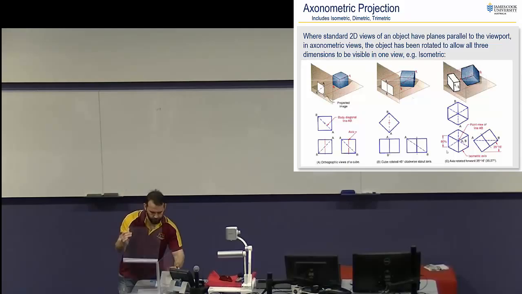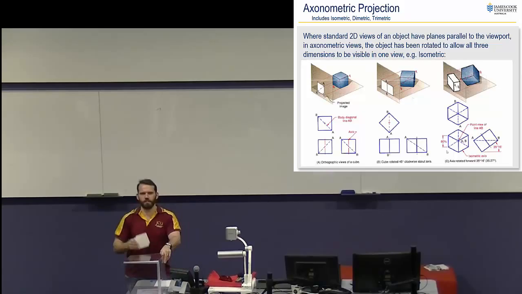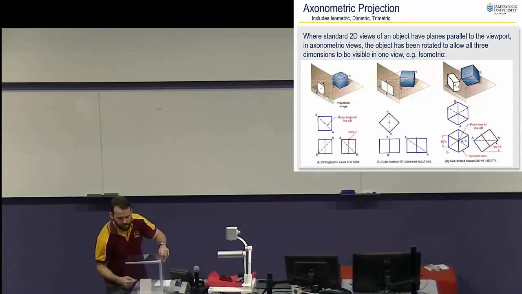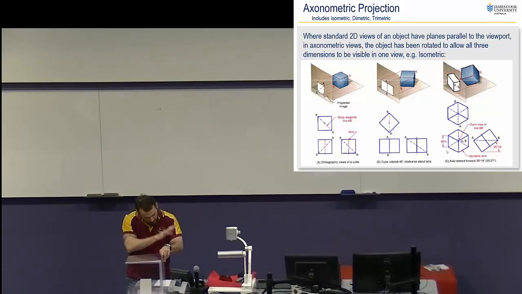Now that's kind of oblique projection. Axonometric projection: you remember when I said this plane is completely parallel to that front surface, so I only see a box. I don't see the sides, I don't see the corners, I just see the front base. Axonometric projection is any time I twist that around and I see more than two faces through the one viewport.